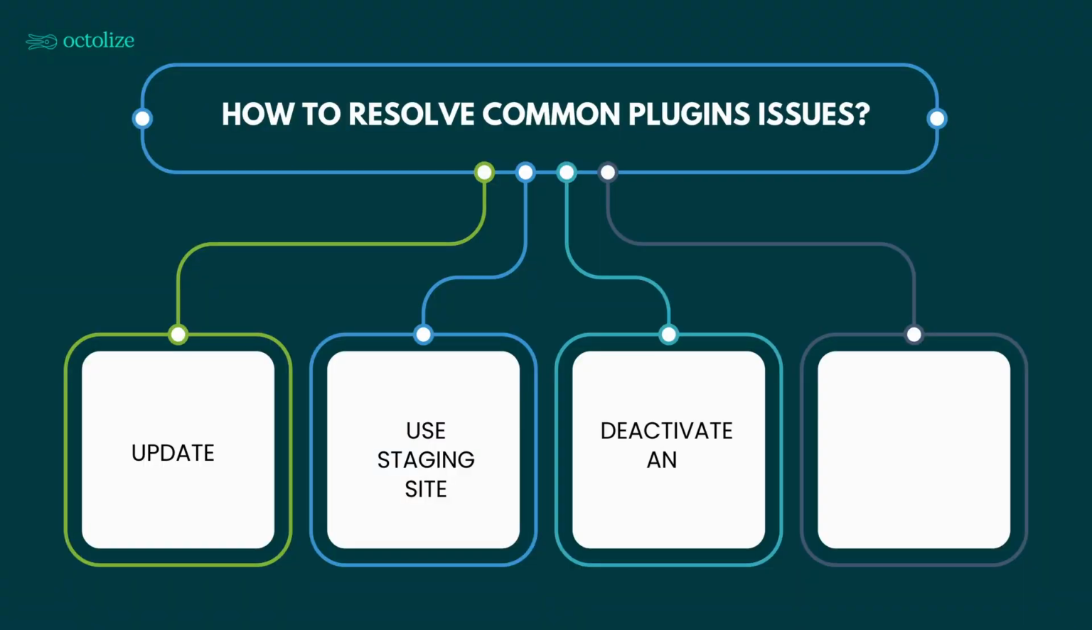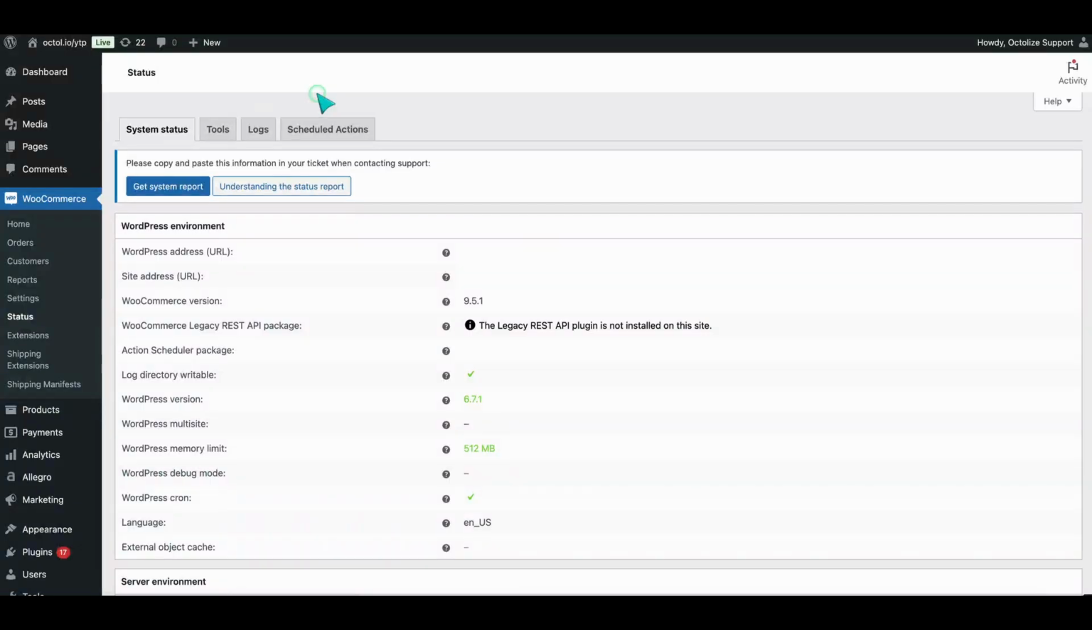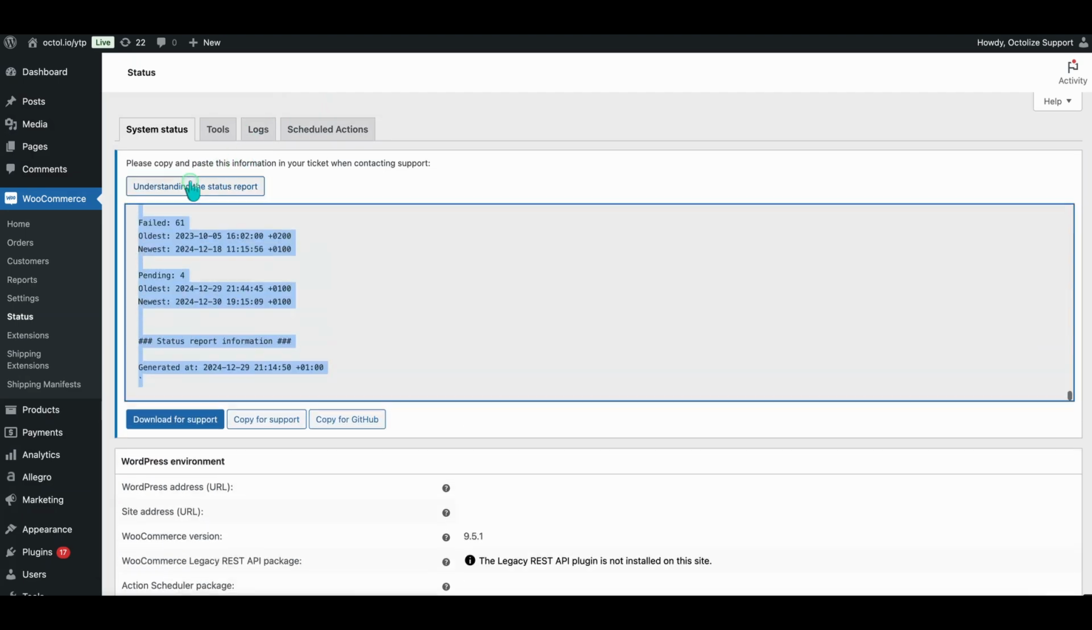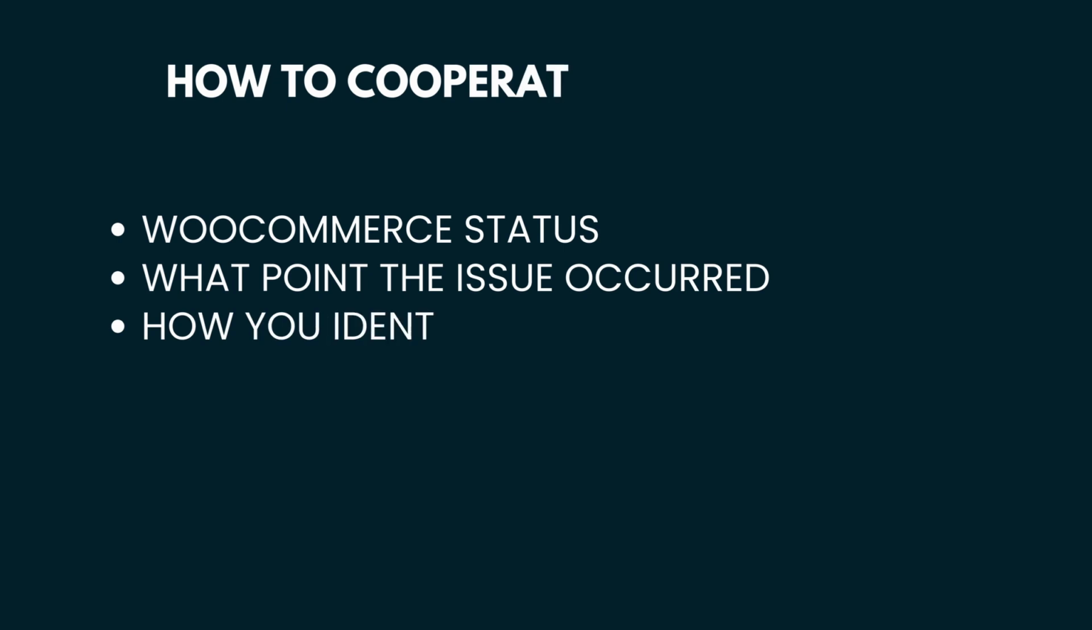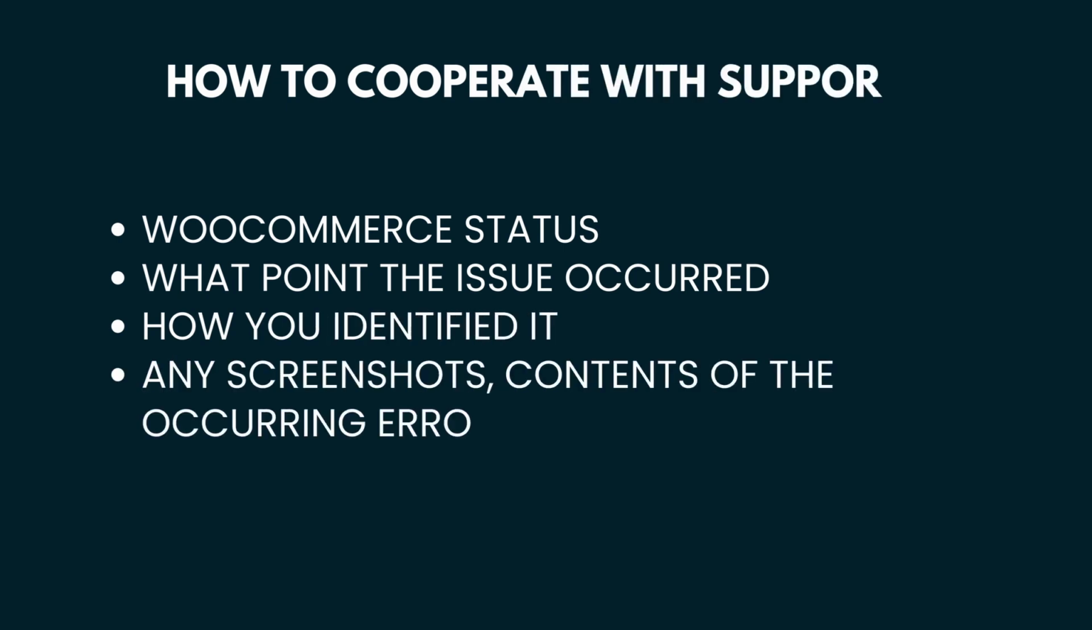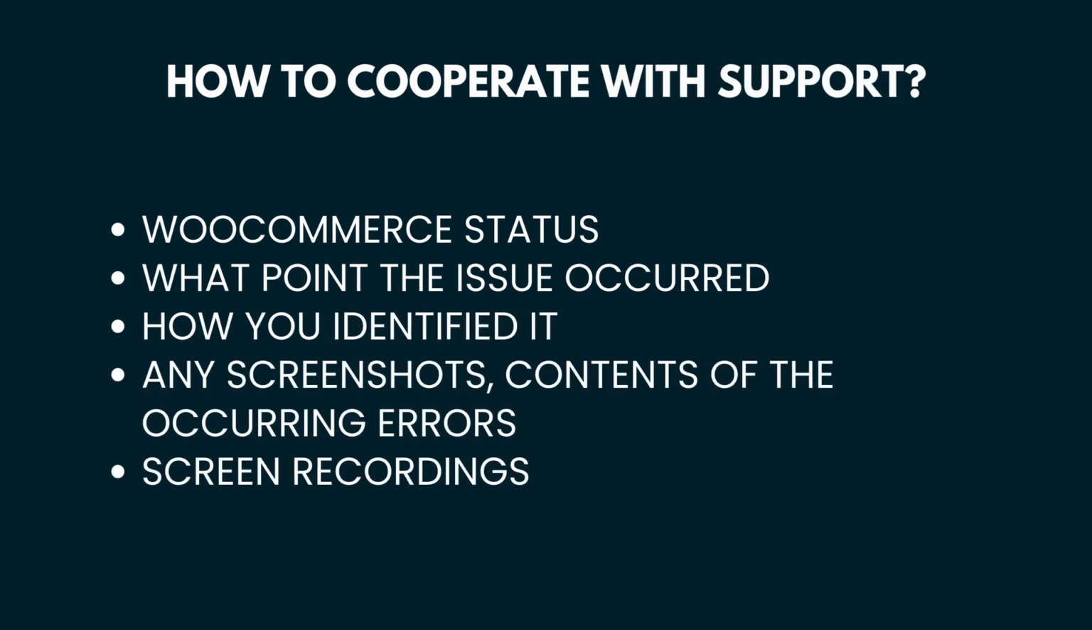Deactivate and reactivate. Deactivate all plugins and reactivate them one by one to identify the plugin that causes problems. Contact support. Once you've tracked down which plugin is the issue, then reach out to the plugin developer with detailed information about the difficulty. Remember that the more information you provide to the support of a particular plugin, the faster and more specific help you will get. Support will be grateful to you for providing the WooCommerce status, information at what point the issue occurred, and how you identified it. Any screenshots, contents of the occurring errors or screen recordings will be extremely useful.